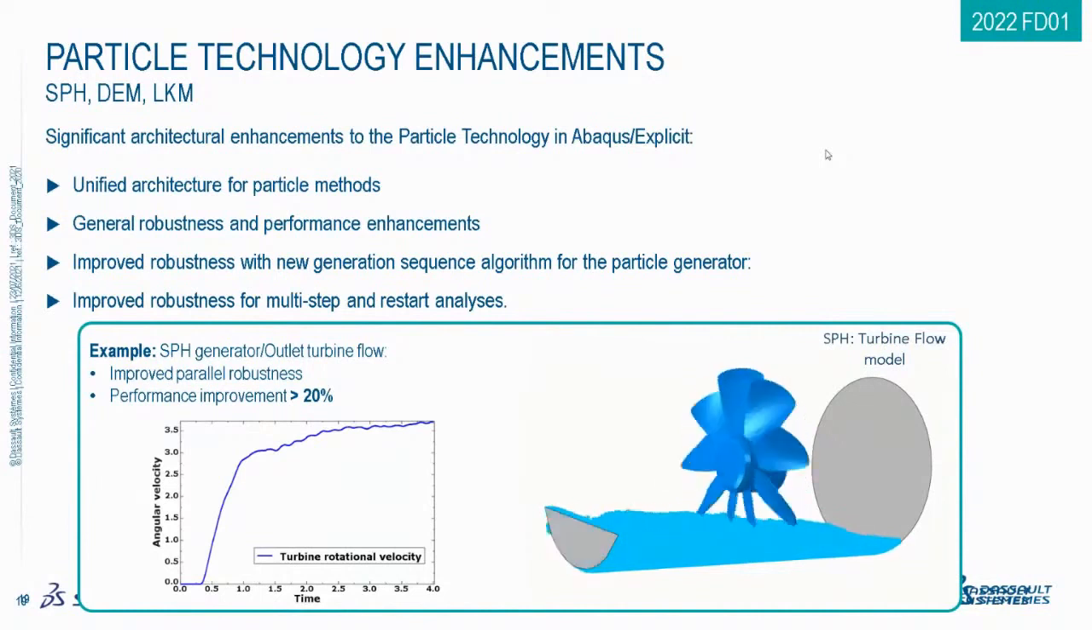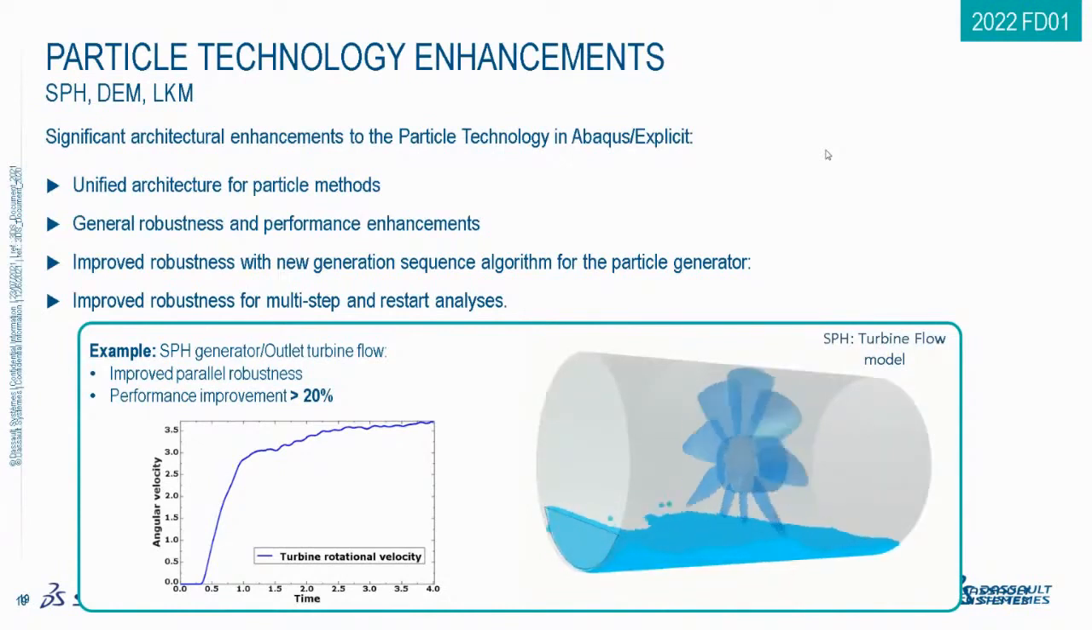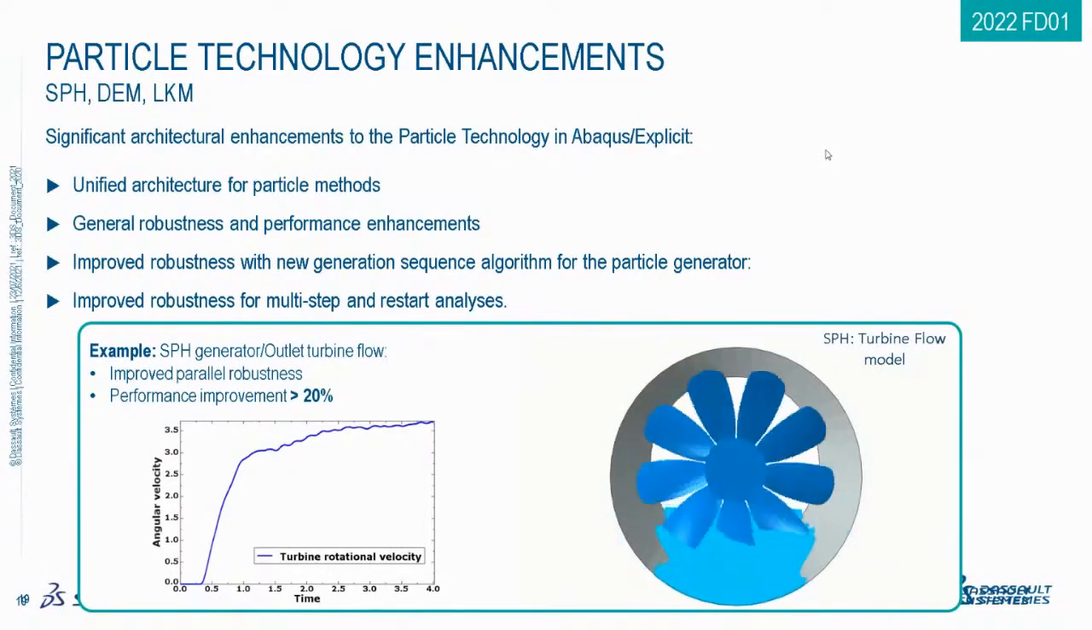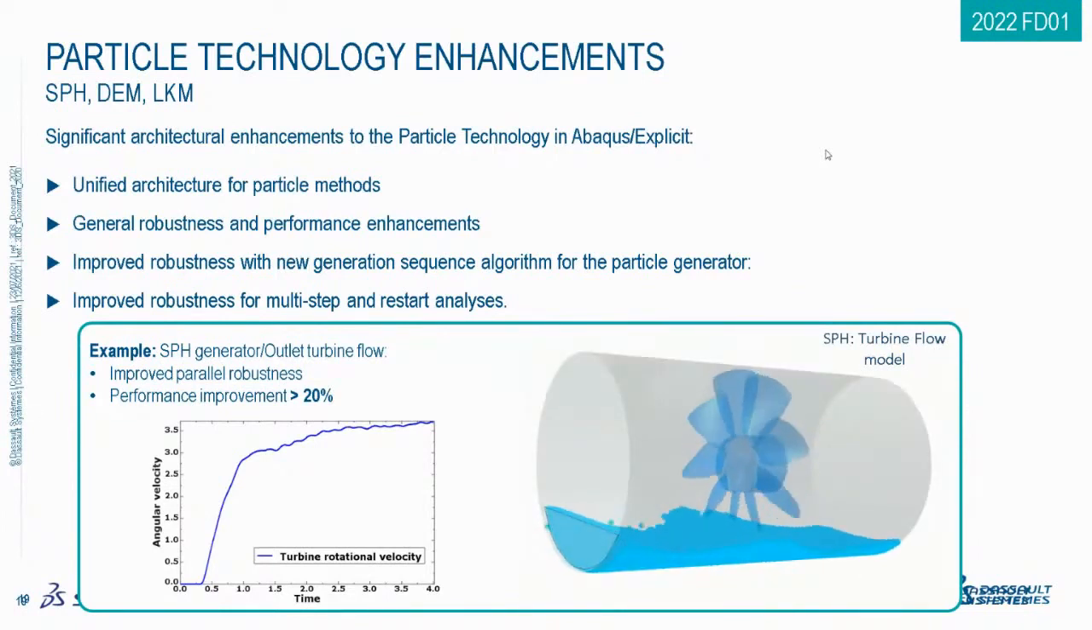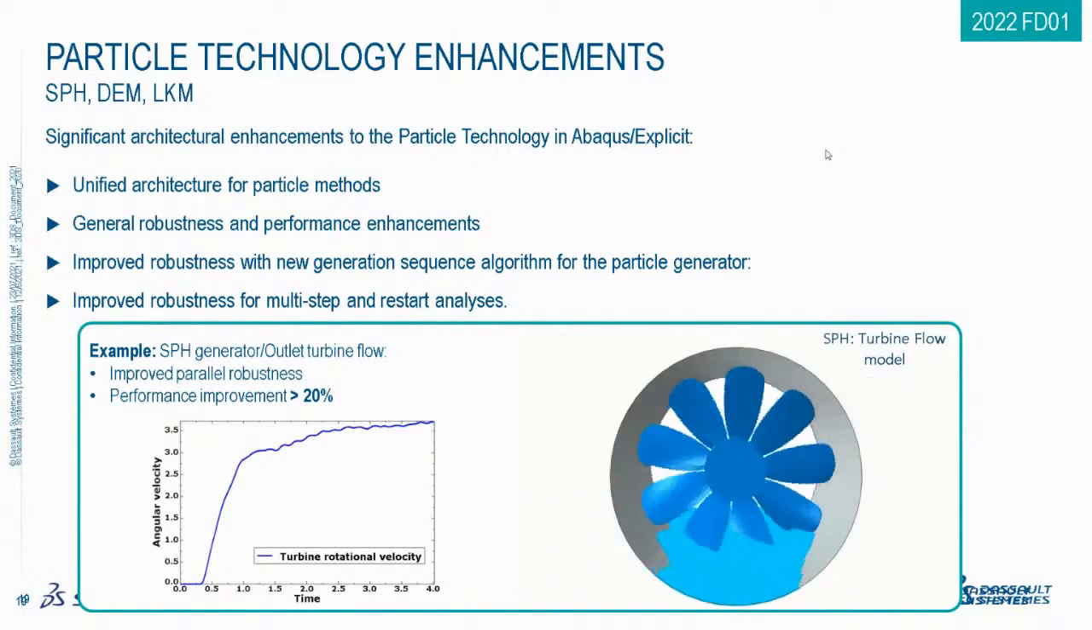Particle methods have been available in Abaqus for, I think SPH was first released almost 10 years ago. A few years ago, we extended that to include the discrete element method. And we also have a slightly more particular capability called LKM, which is intended for modeling, in particular, gas dynamics and airbags. So SPH and DEM are really the main particle capabilities that have been available in Abaqus for quite a few years now.